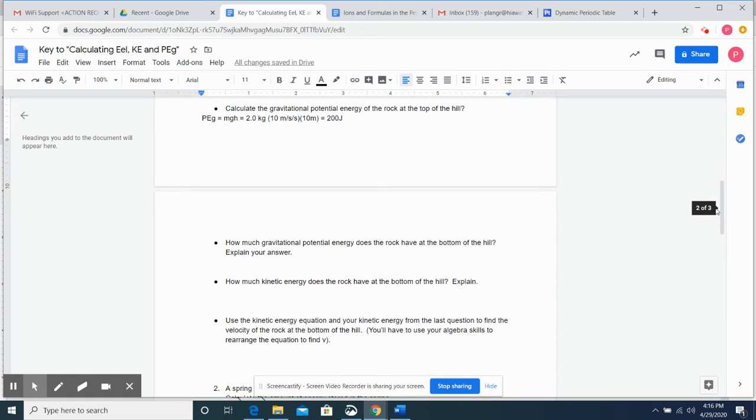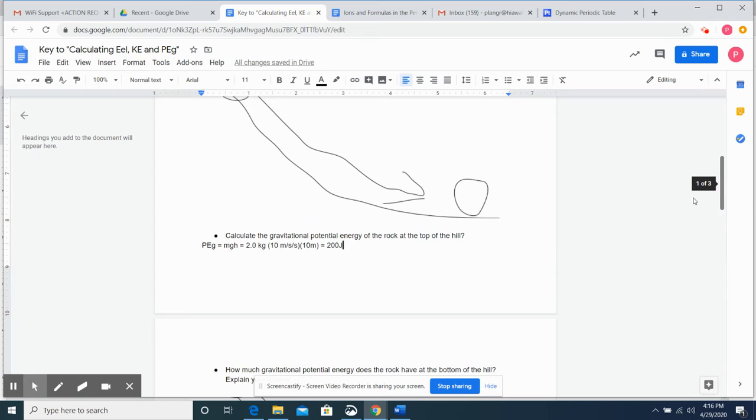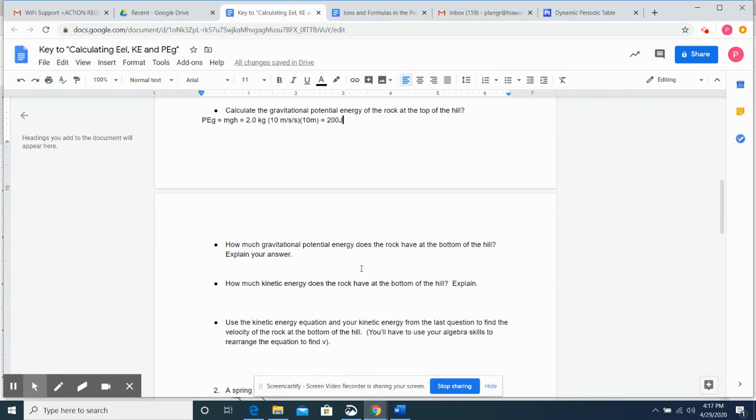Now, how much gravitational potential energy does the rock have at the bottom of the hill? Well, this is not a difficult answer, actually, because at the bottom of the hill, its height is 0. It's not 10 meters up the hill anymore. So if we just put 0 in there, we can see that this whole equation would end up being 0. And so there is no more gravitational potential energy in there. I'm not going to explain the answer now because I just did. So 0 joules.